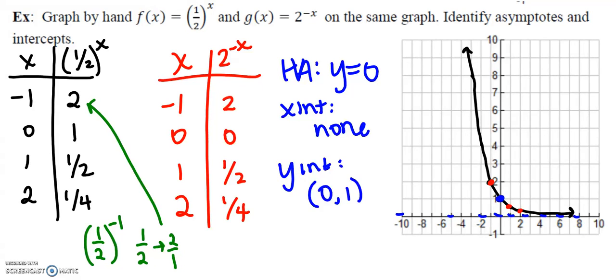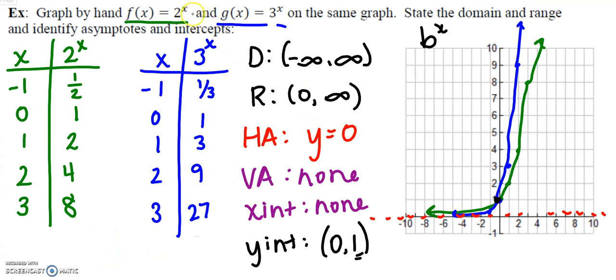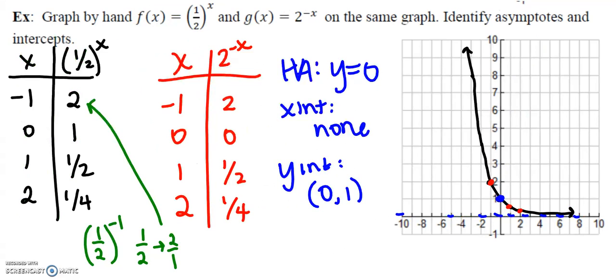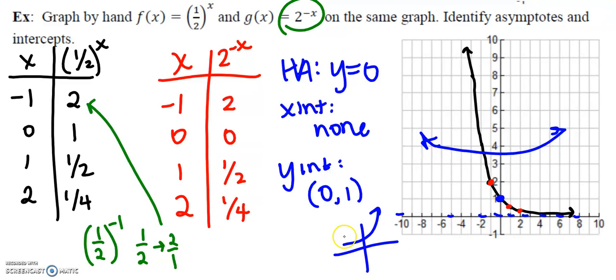Something else you can notice, on our previous graph, we did 2 to the x. And this is 2 to the negative x. Well, that negative on the inside means a reflection over the y-axis. So instead of being our exponential graph that looked like this for our parent function of b to the x, if we do b to the negative x, it's going to reflect and look like that.